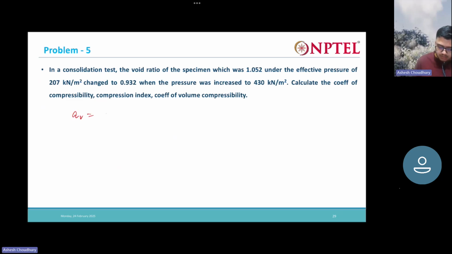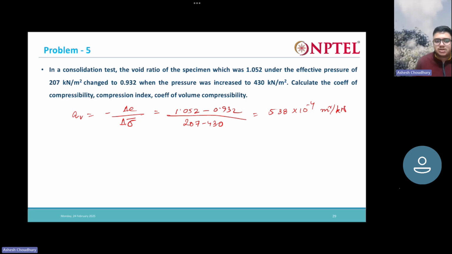Therefore, av is delta e by delta sigma bar, which is 1.052 minus 0.932 over the change in stress. Ignoring the sign, the value will be 5.38 into 10 to the power minus 4. What is the unit? Meter square per kilonewton. e has no unit, void ratio has no unit, right? It's a ratio. And the inverse of the stress unit is meter square per kilonewton.